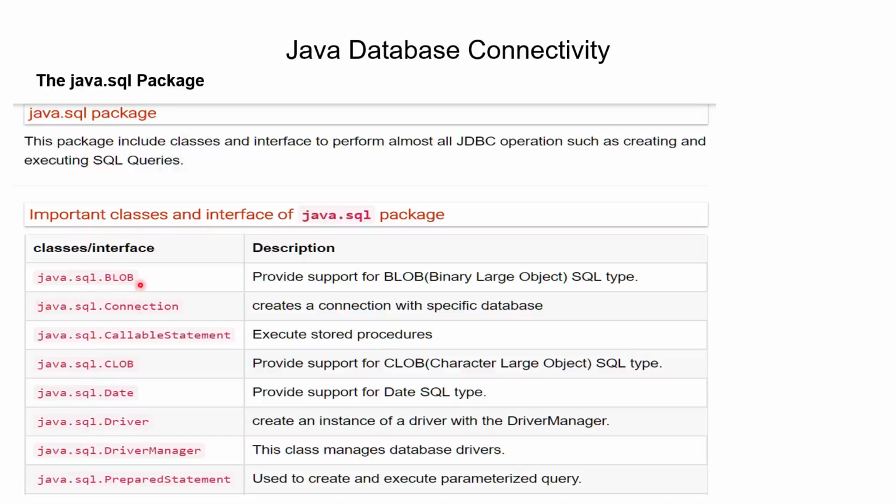we can see here we have the blob, and the blob is a binary large object which is used in a database. We have connections, callable statements, clob, and that's a character large object which is also a database data type. We have the SQL date functionality. We have the driver manager, and we also have the prepared statement.